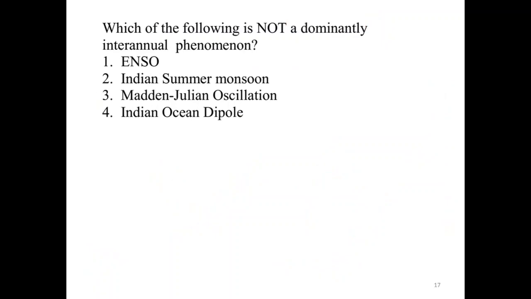Which one of the following is not a dominantly interannual phenomenon? The options are ENSO, that is El Nino Southern Oscillation, Indian Summer Monsoon, Madden-Julian Oscillation, Indian Ocean Dipole. ENSO, Indian Summer Monsoon and Indian Ocean Dipole are interannual phenomena, while the Madden-Julian Oscillation varies on a scale of weeks. It's a weekly to monthly phenomenon.